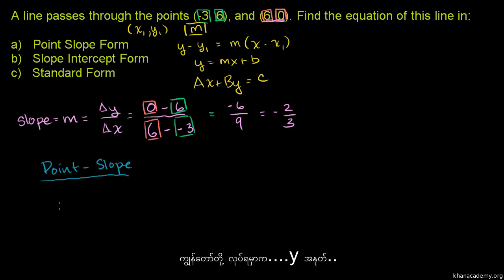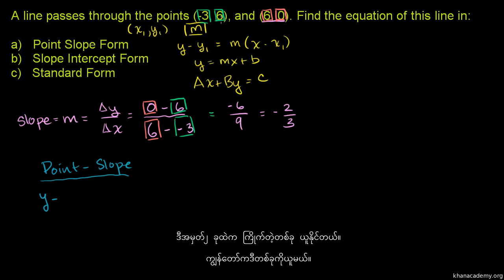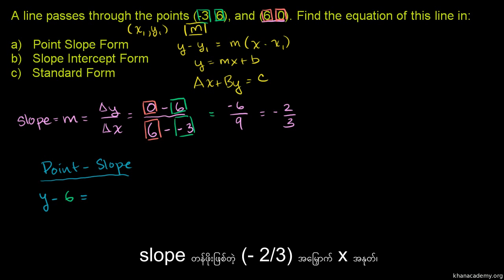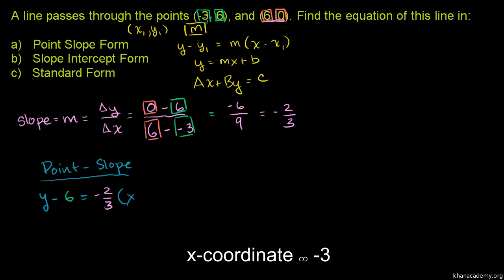All we have to do is we say y minus. Now, we could have taken either of these points. I'll take this one. So y minus the y value over here. So y minus 6 is equal to our slope, which is -2/3, times x minus our x coordinate. Well, our x coordinate is -3. x minus -3.